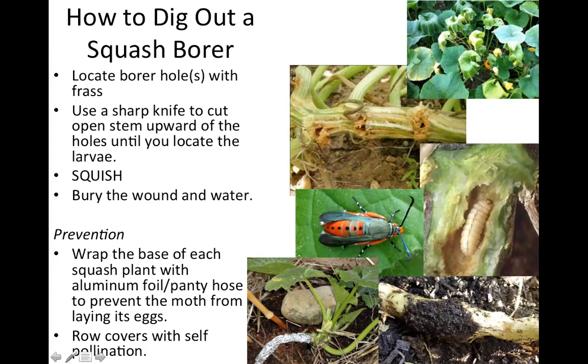Row covers also help out a lot. If you had squash borers last year, think about covering your squash with row covers, at least until the plants get big enough, because these guys are only around trying to lay their eggs for a short period of time. So if you can make it through late spring, early June, early summer, then you're usually fine.